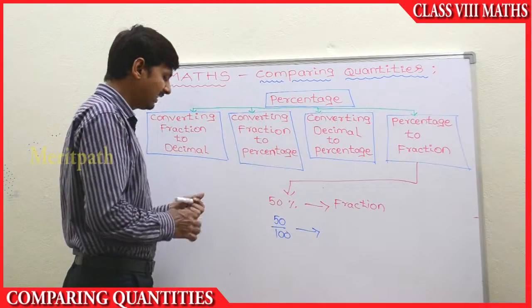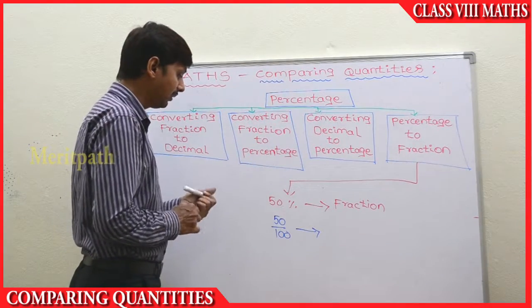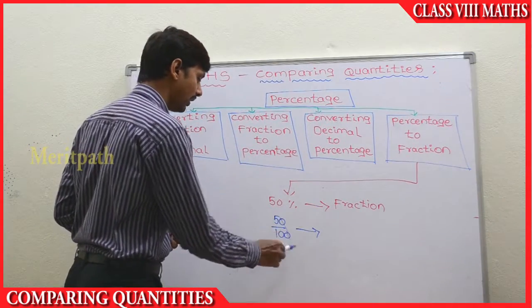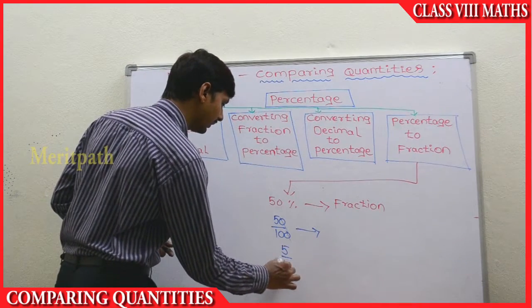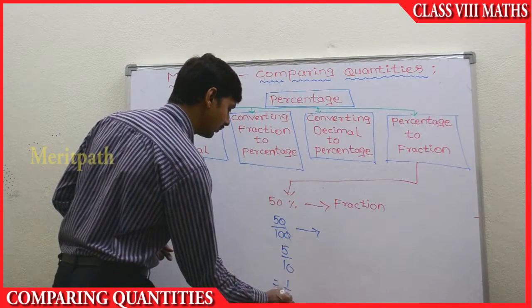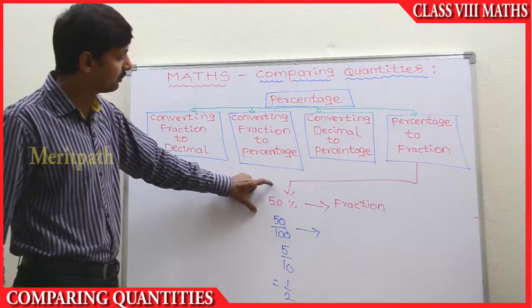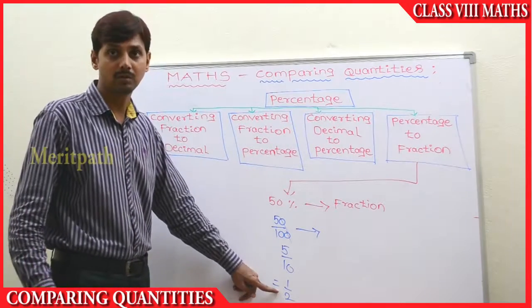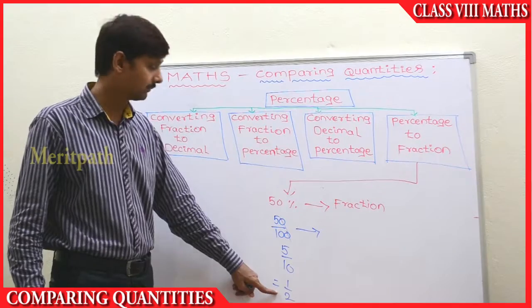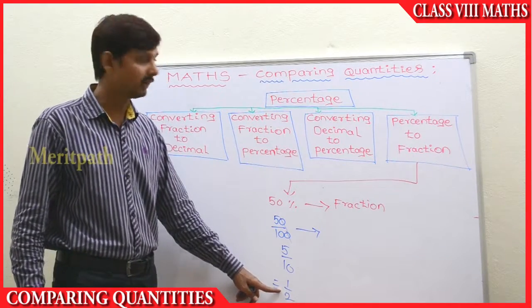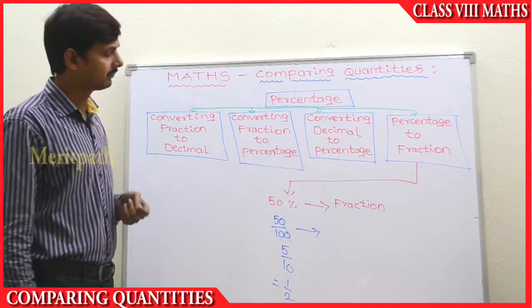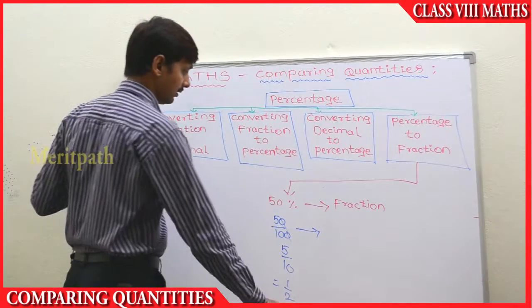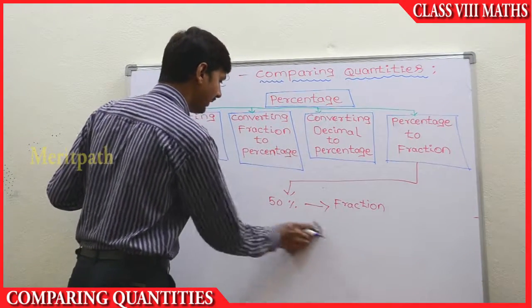In the simplification way, we simplify this one. We get 5, and the 1 and 0 will be cancelled. This is 5 by 10. We get 1 by 2. So as a fraction, 50% is nothing but 1 by 2. Let's take some other example of how to change a percentage to a fraction.